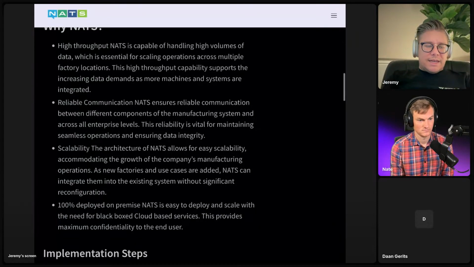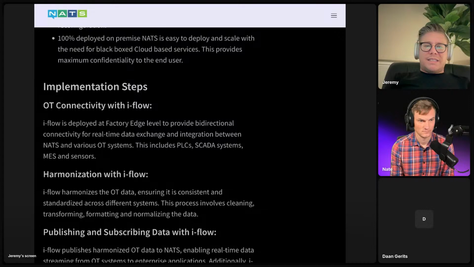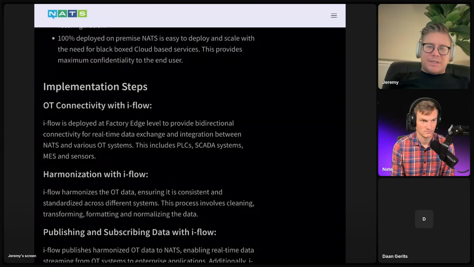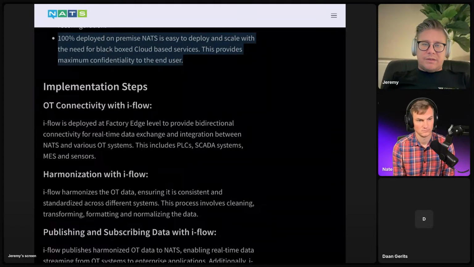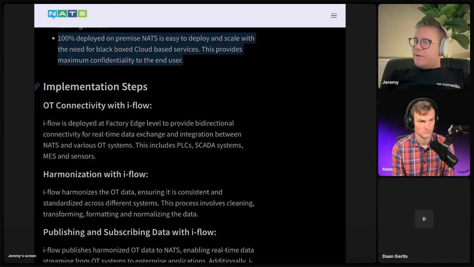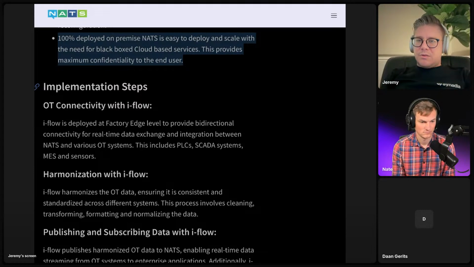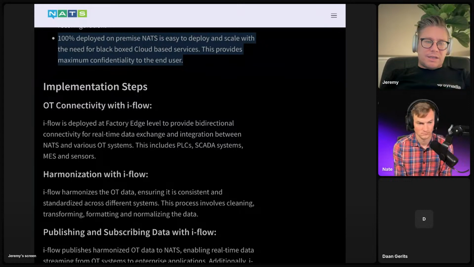And then lastly, it's 100% deployable on-premise. NATS is easy to deploy and scale without the need for black box cloud-based services. This provides maximum confidentiality to the end user. Yeah, this is a really cool thing as well, this idea of giving more black box properties by just deploying as much as you can on-prem. And this is, I know, huge, especially for folks who might be offering services or companies that are just one part of the manufacturing process, and they're able to offer a service to a company who has a bunch of factory floors, things like that.